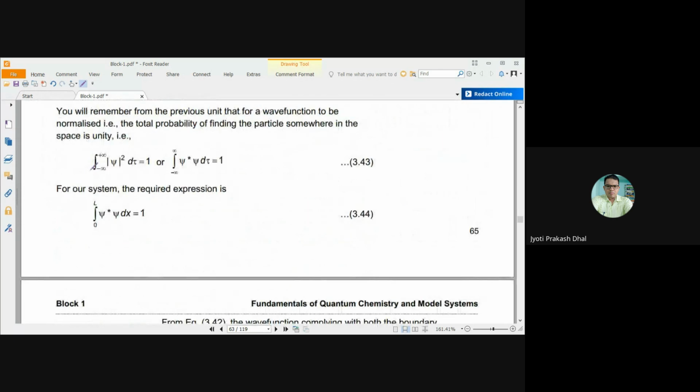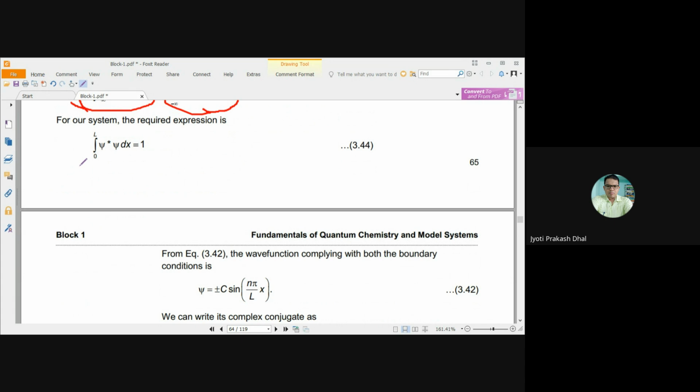Now coming to the normalization condition, we know that the normalization condition is the whole integration of psi square d tau equals 1. That is, the whole integration of psi star psi d tau equals 1. As the particle is moving in a one-dimensional box of length L, the normalization condition becomes the integration from 0 to L of psi star psi d tau equals 1.